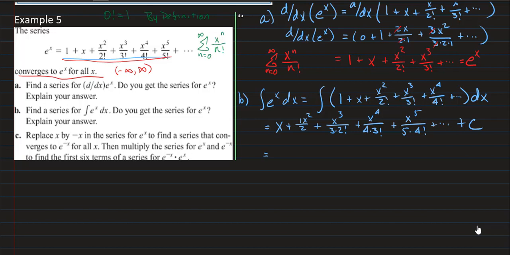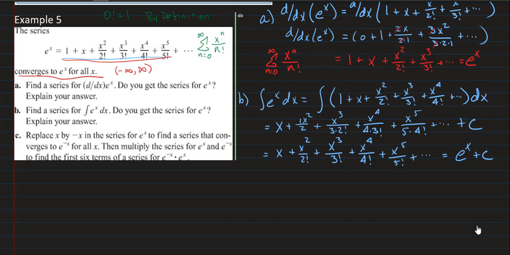Well, cleaning this up, that's going to give me x plus, I could write this term as x squared over 2 times 1, which is 2 factorial, plus x cubed over 3 times 2, which is 3 factorial, x to the 4th over 4 factorial, x to the 5th over 5 factorial, and this looks an awful lot like e to the x, doesn't it? Where this arbitrary constant here takes the place of that 1. So this is e to the x plus c.